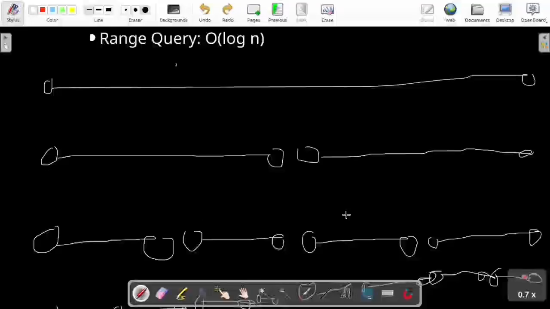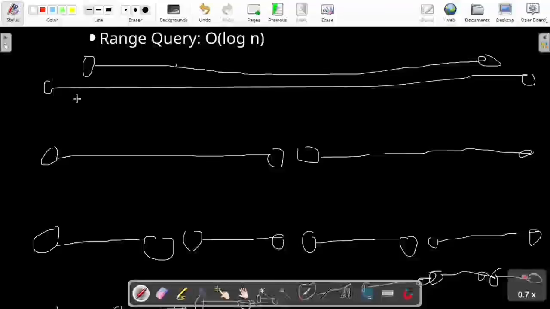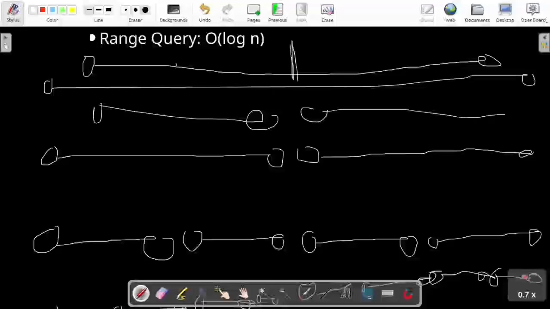Let me remove these numbers also. Forget about these numbers and just focus on this diagram. Let's say this was the query, our range query. Since we cannot return the answer directly from this level, we will divide it from the middle. Now you will be left with these two ranges once you divide it from the middle. Now what I'm saying is, once you divide this range, it won't get divided further.